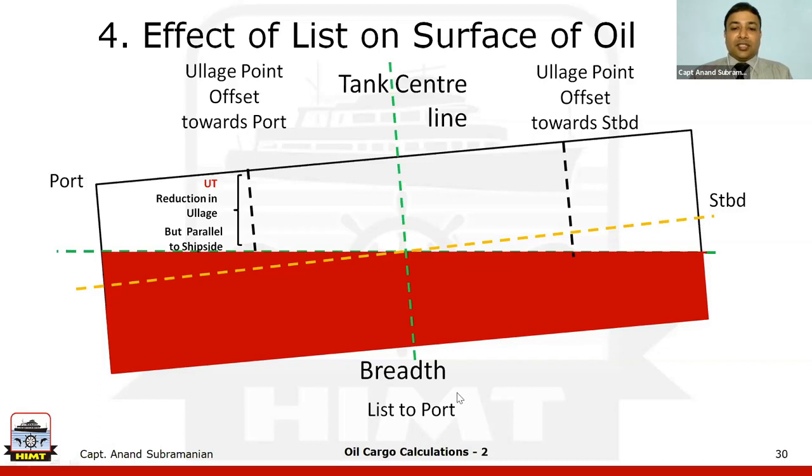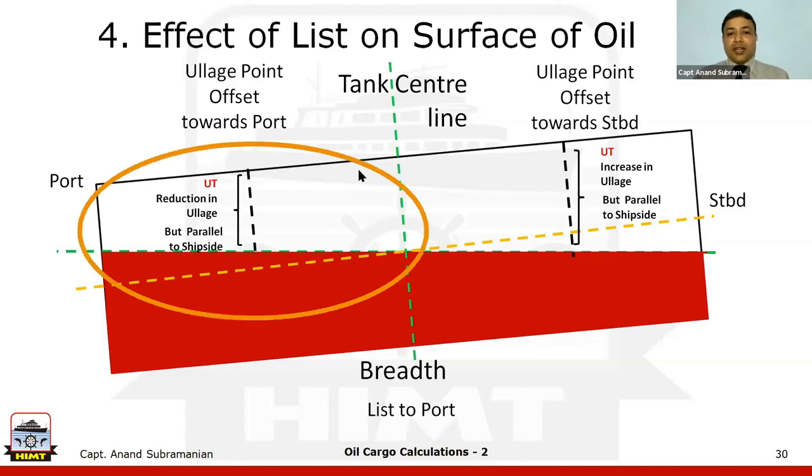So if the ship is listed to port and the ullage point is to port, the correction has to be added. If it is listed to port and the offset is towards the starboard side, this correction has to be subtracted. Clear? So if you go to the opposite side of the list, there is an increase in ullage which needs to be subtracted. If you go on the same side of the list, a small correction has to be added.